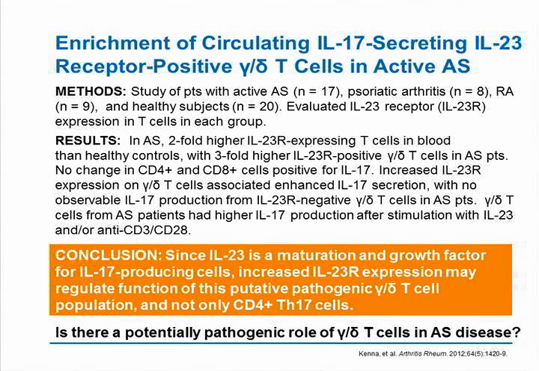When they examined these cells in culture, they were hyperresponsive to IL-23 stimulation and made more IL-17 as a result. So our conclusion is that IL-23 is a maturation and growth factor for IL-17 producing cells, and in this case, Ank-Spon may be associated with a population that is from gamma delta T cells, and not the conventional kind of Th17 cells that we think about.